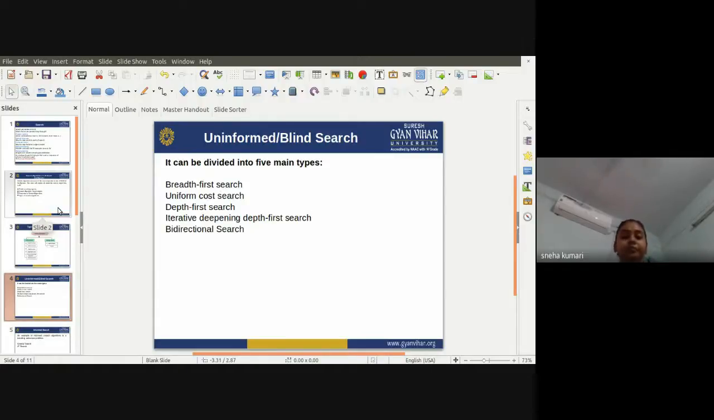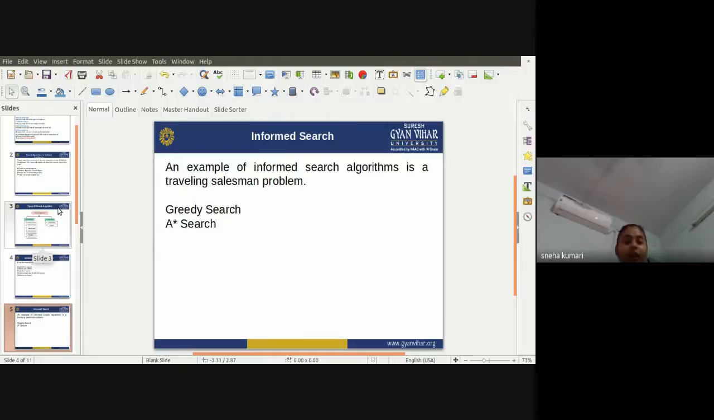So in uninformed search, there are mainly five types of uninformed or blind search. We will discuss this later, definitely. Firstly, we learn what informed search is, and what types it has. We will first learn about this. So what is informed search?